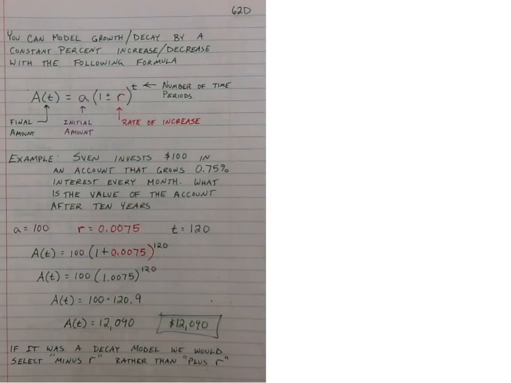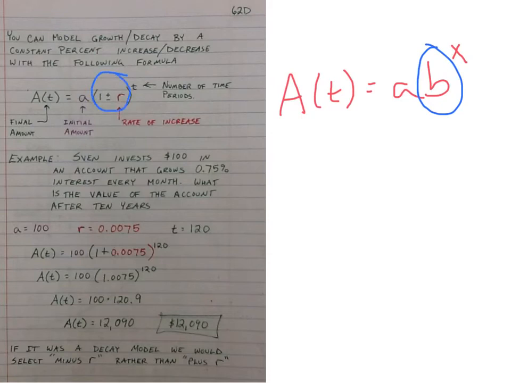Finally, on page 62D, I want to show one example of how growth and decay models are used in the real world. So you can model growth and decay by a constant percent, either increase or decrease, with the following formula. A of t equals A times 1 plus or minus r to the t. And you'll see this is very similar to A of x is equal to A b to the x, where our value b is 1 plus r, A is the same, and t, x, it's the same thing. So technically, over here on the right, this should be A of x, since our variable is x.